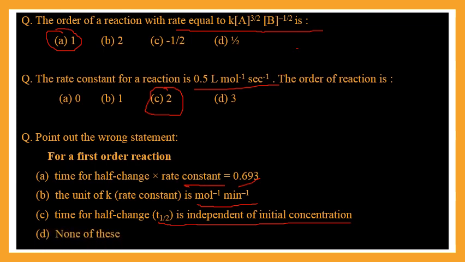Now let's check D. D is saying none of these. But here one option is wrong, and that is the statement in which the unit of rate constant for a first order reaction is not correct. The unit is either minute inverse or second inverse, but here it is given mole inverse minute inverse. So option B is the wrong statement here.